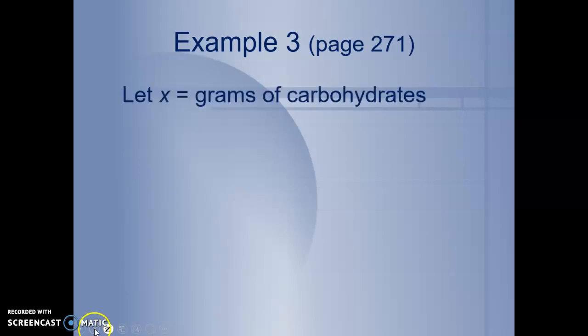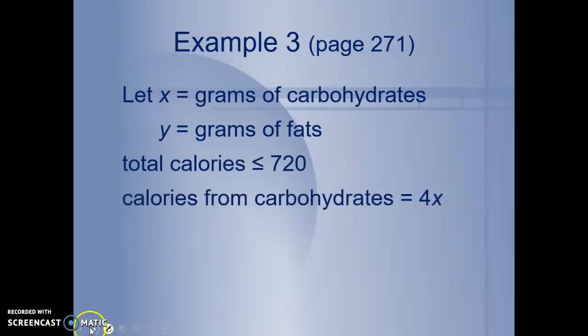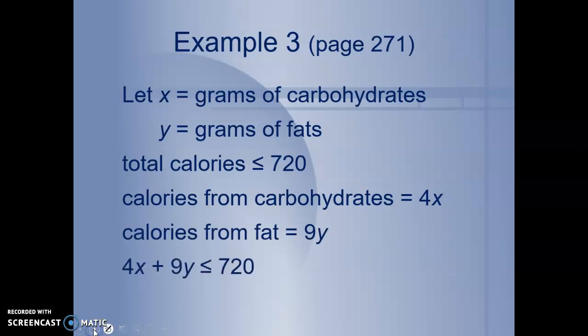We're going to let x equal the grams of carbohydrates and y equal the grams of fats, and we want our total calories to be less than or equal to 720. Our calories from carbohydrates will be represented with 4x, and the calories from fat will be represented with 9y. So to write an inequality, we would say that we want 4x plus 9y to be less than or equal to 720.